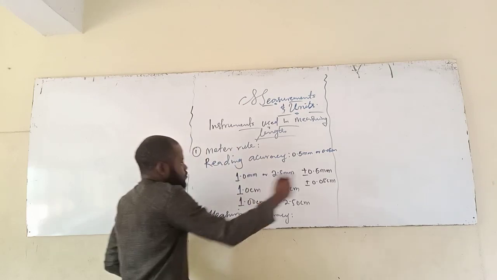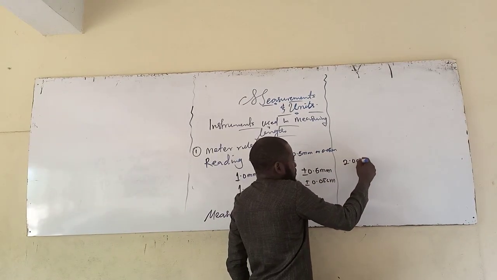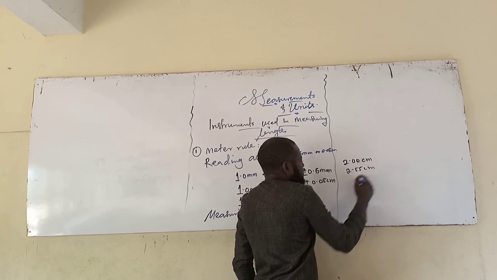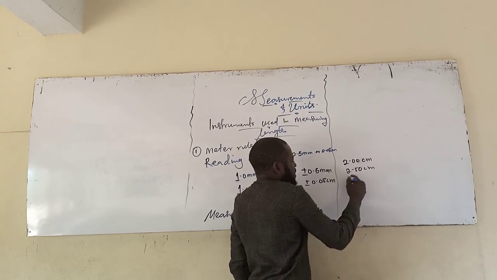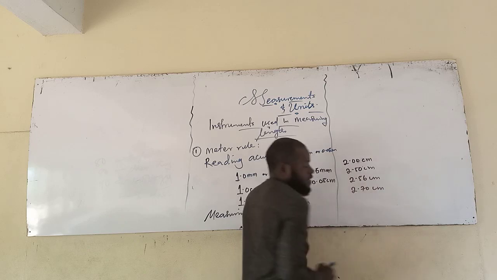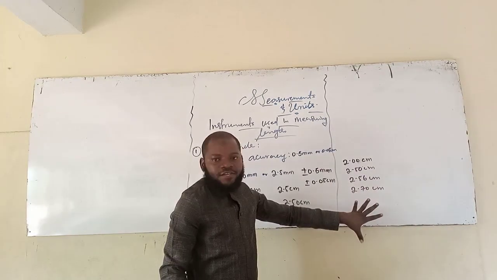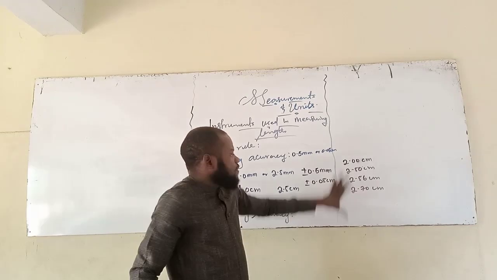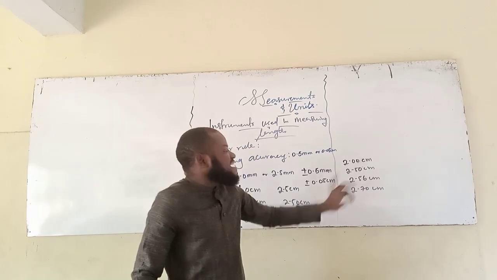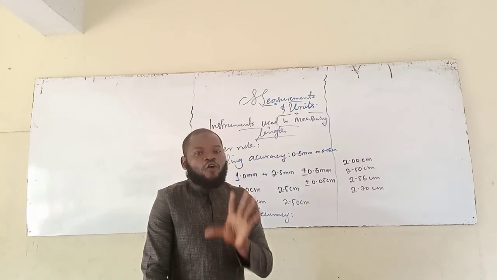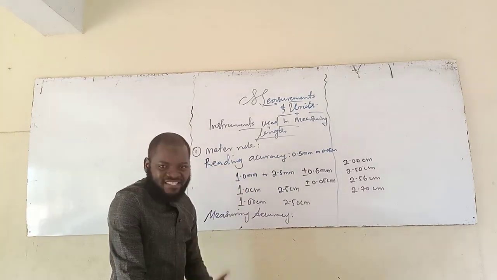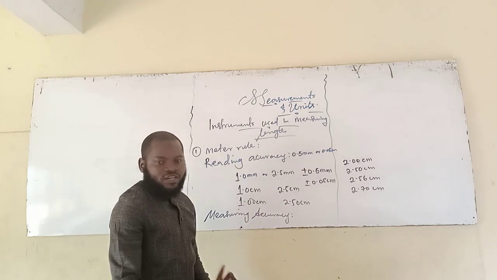Now, take for instance, you might be given readings like 2.50 centimeter, 2.56 centimeter, 2.70 centimeter. So you can see all these values now. The examiner will ask you which of these readings cannot be determined. That is, if you are using a meter rule, you can never get that value. For your information, what they are trying to test there is reading accuracy. Solve this question. Don't be scared.